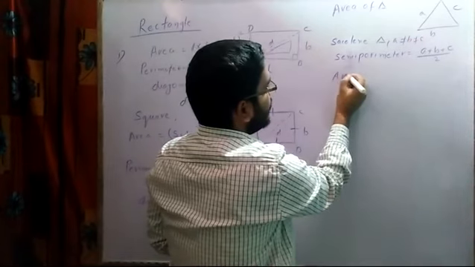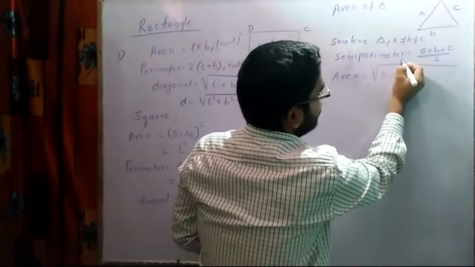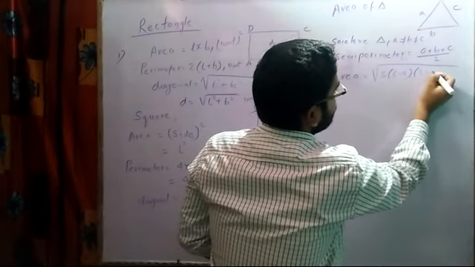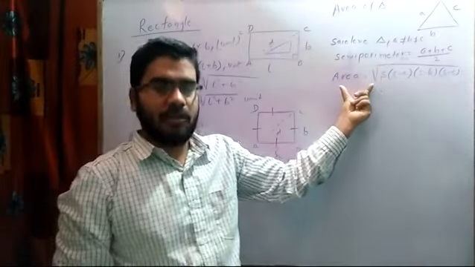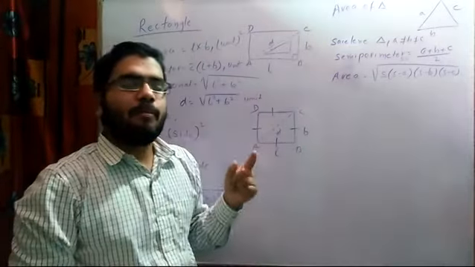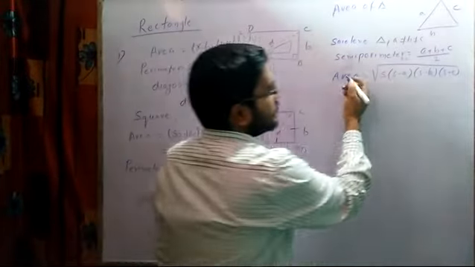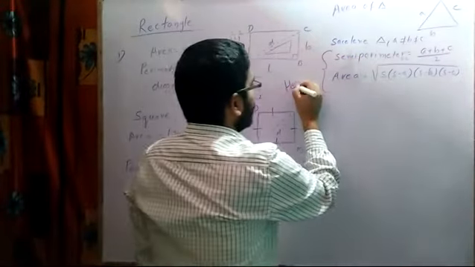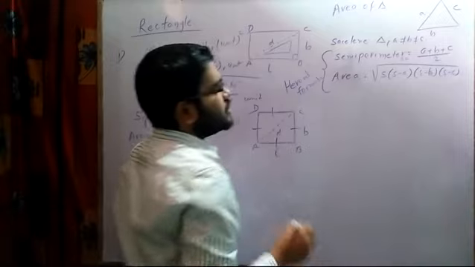Now you have to find the area. So area will be equal to root under s, that means semi-perimeter. Semi-perimeter is represented by small s. Then small s into s minus A, s minus B, s minus C. So this formula is applicable for all types of triangle, be it an equilateral triangle, a right angle triangle, or an acute or obtuse triangle, whatever it is. So this is called Heron's formula, or some of the books say Hero's formula.